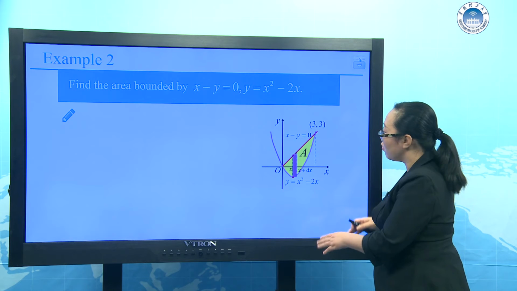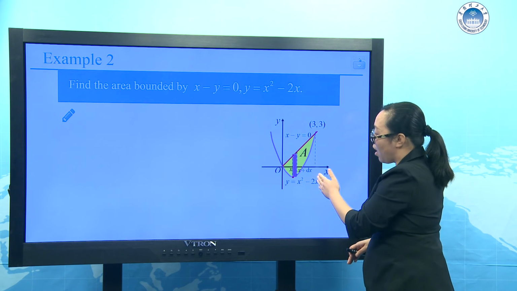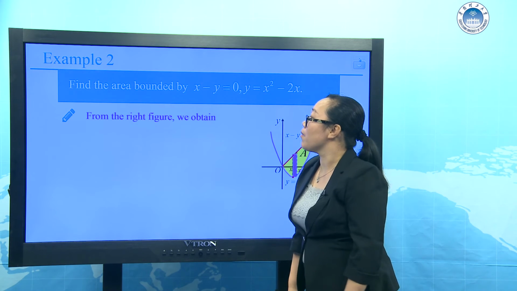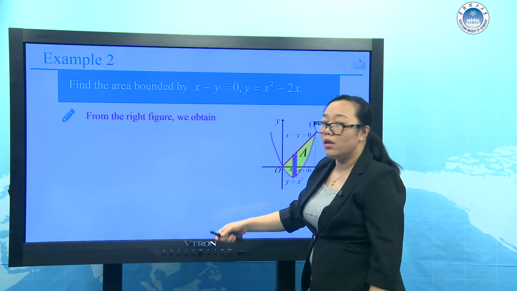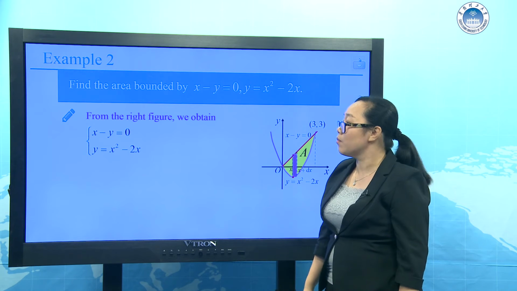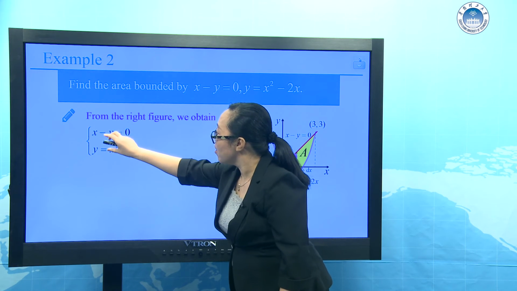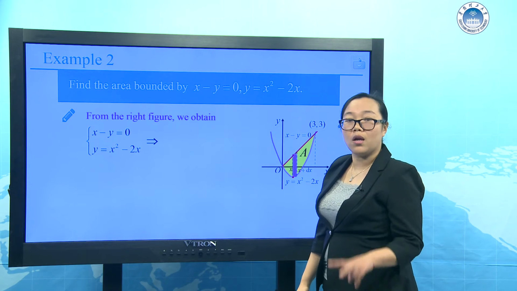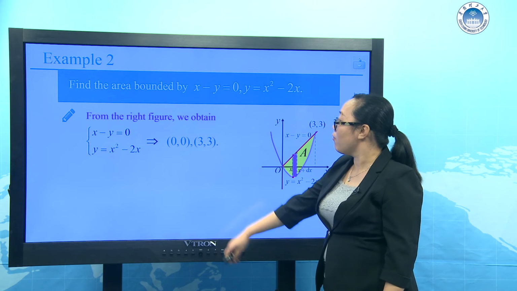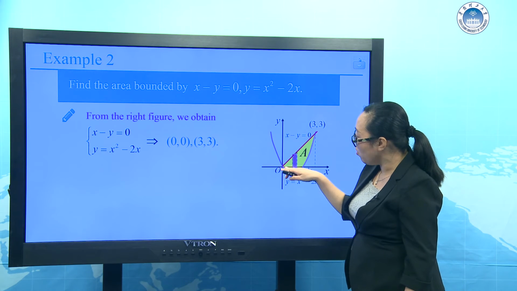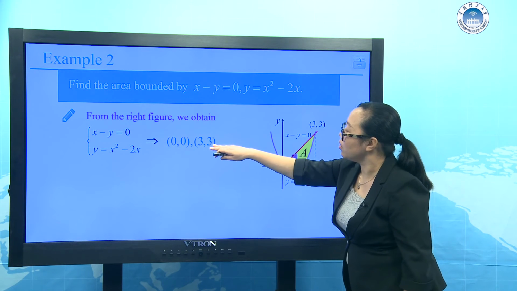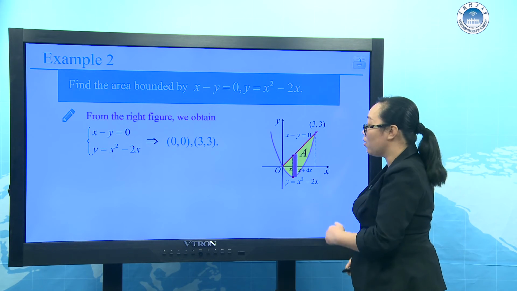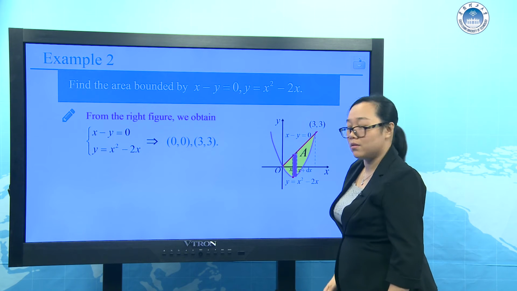Through this part, get the area of the whole region. The first step is to know x equals a and x equals b. How about b? b means the intersection point. So the first step, from the figure, we obtain the corresponding intersection points. These 2 curves form one system for x and y, and we get 2 intersection points. One is (0, 0), our origin. Another point is (3, 3), this intersection point. From the 2 intersection points, we know the domain for x.